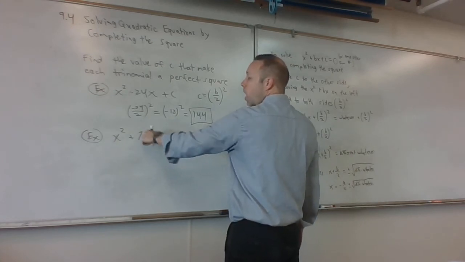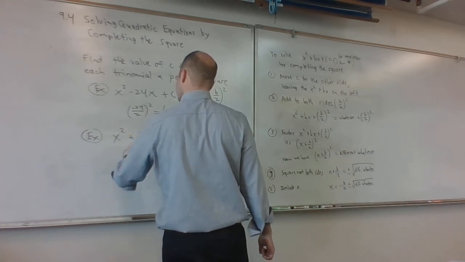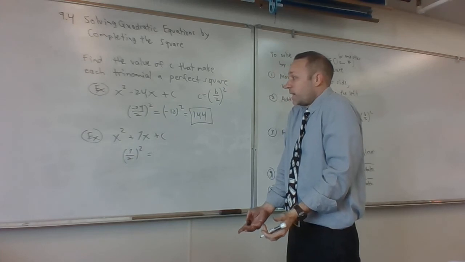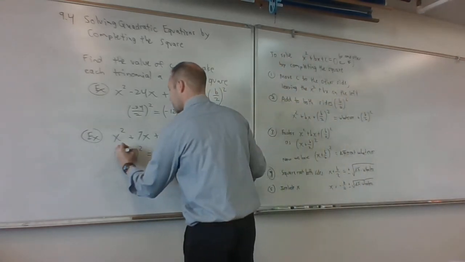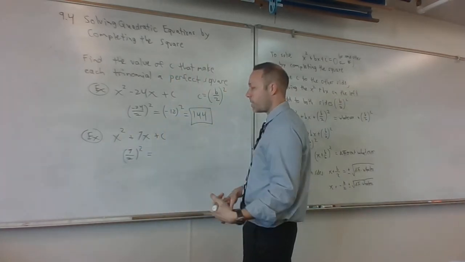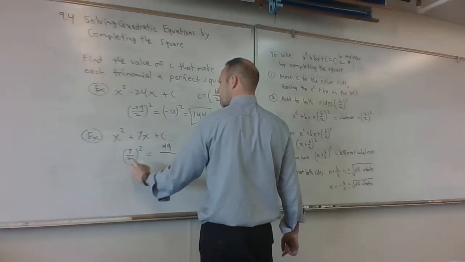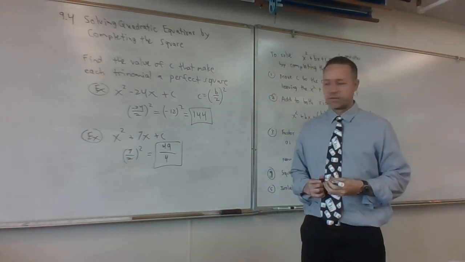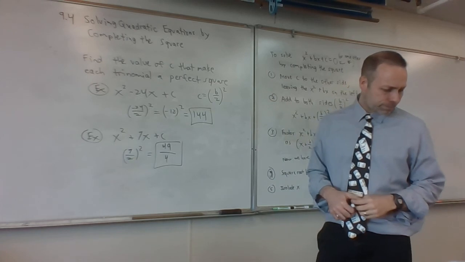It's b over 2 squared. So I have 7 over 2 squared. 7 over 2 doesn't simplify. If we have a fraction that doesn't simplify, we can just square the top and square the bottom. If I square the top, I get 49. If I square the bottom, I get 4. So 49/4 would be my answer. All right, so that's that kind of problem.